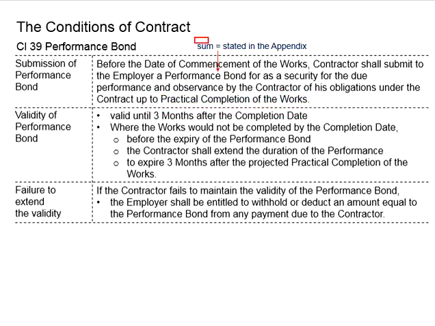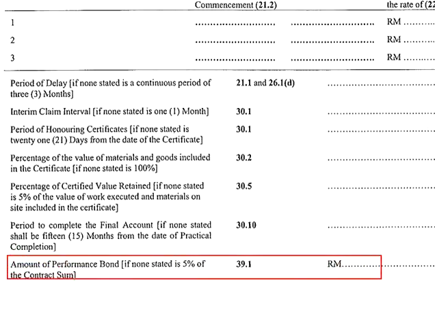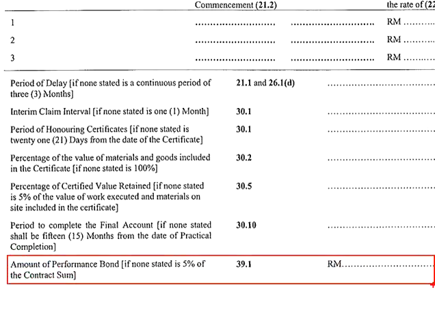Now, the amount for this performance bond shall be clearly stated in the appendix. Referring to the appendix, the amount of the performance bond is stated here.